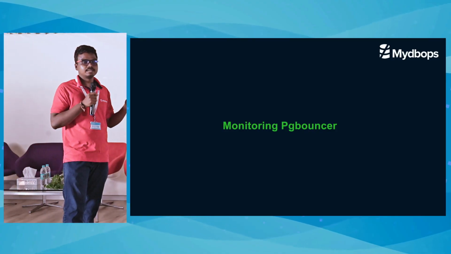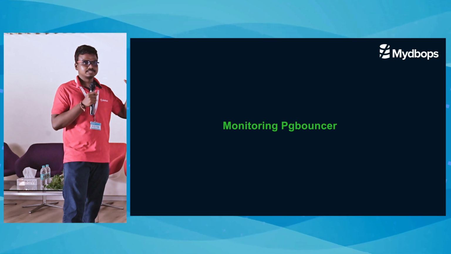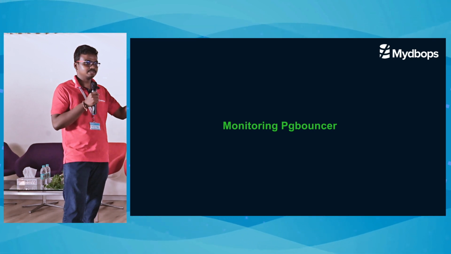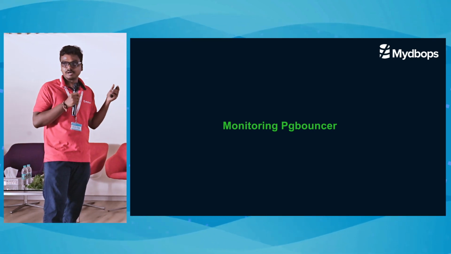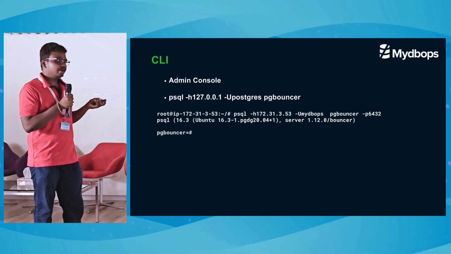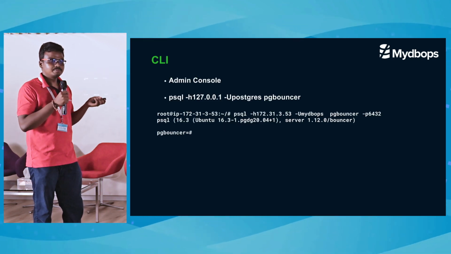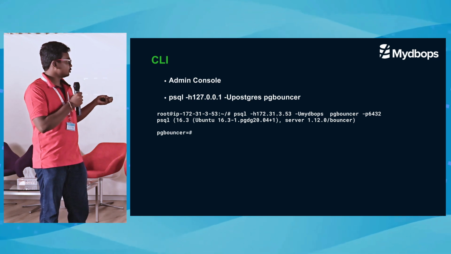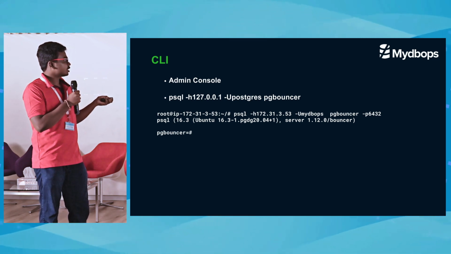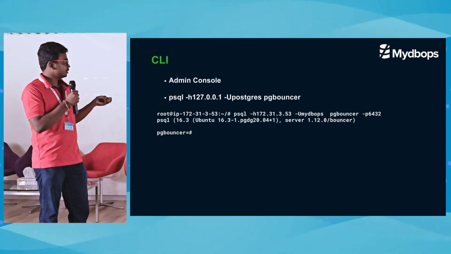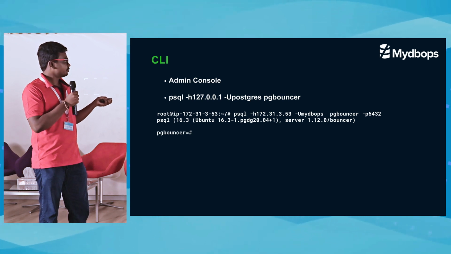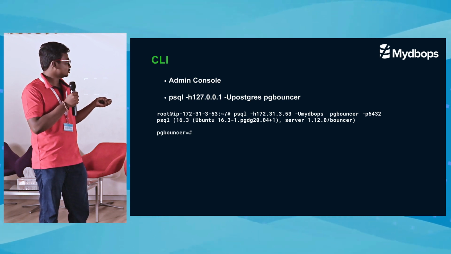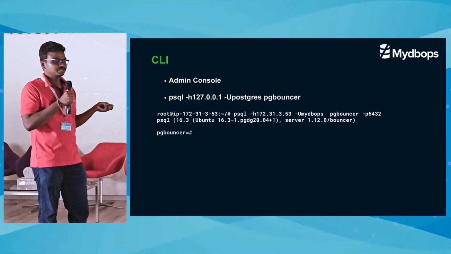Once you configure the connection pool, it will be the central part between your application and the database. So it is very important to monitor it. We have two options. One is the PgBouncer module itself providing the CLI. This is the connection string you will be using. If you give your application the database name, it will connect to the database. But if you are using PgBouncer, then it will go to the PgBouncer admin.